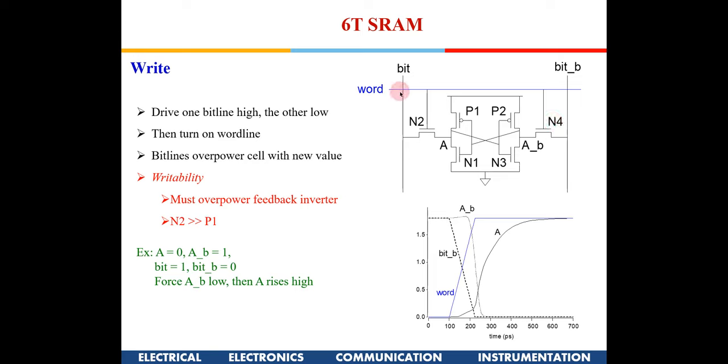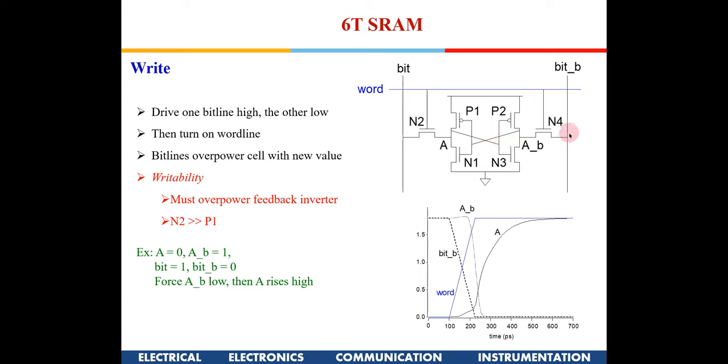Now suppose I am writing, so initially this node is 0. If I have to write a 1, I'll put a 1 out here and a 0 out here. Initially, this is 0 here. Now, the first action which is to be done is, this particular node was initially 1, I have put a 0 here. So through this N4, this needs to be pulled to 0. So if you see here, the first action which starts happening is, A bar is being pulled to 0. So as this node comes to 0 out here, this feedback is given here. So this PMOS switches on and A starts charging to 1.